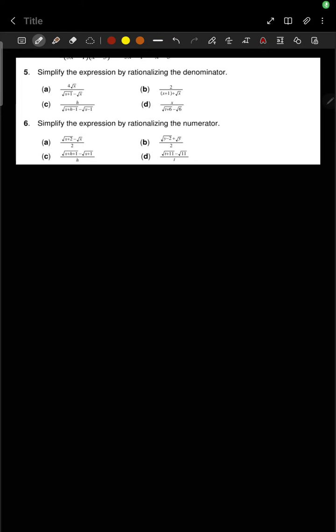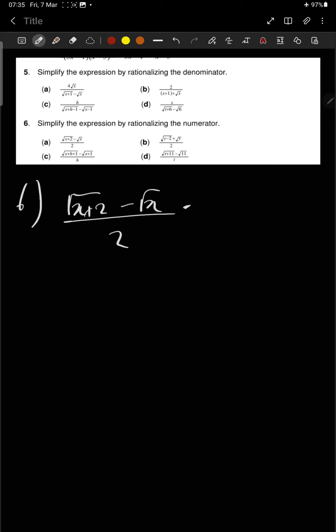Guys, so this is part 2 of rationalization. So let's look at question 6. We've been taught saying rationalize the numerator. So now notice here, guys, we're touching the numerator. Okay, so what's the conjugate of the numerator?